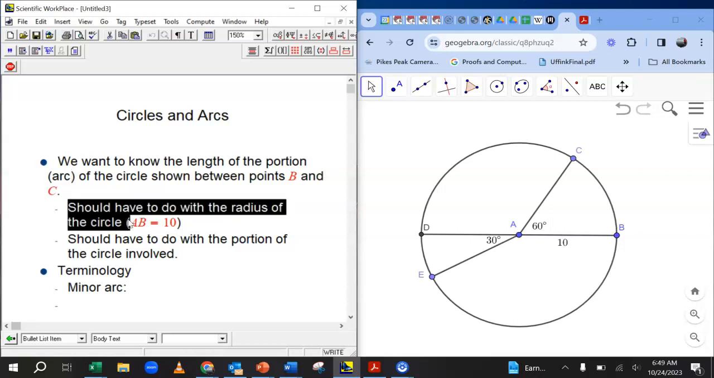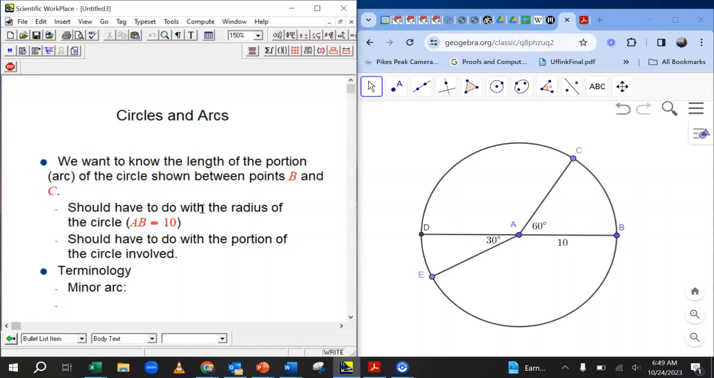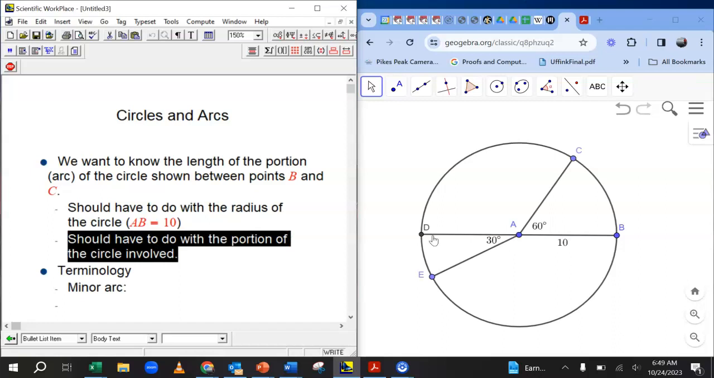And it should have to do with how big the circle is, and almost always we're going to use the radius as our preferred measurement. Sometimes we're going to have to go back and forth between diameter and radius. And it should, of course, have to do with how much of the circle is involved. Like DE here is going to be less than BC, is going to be less than CD. More and more of the circle is going to be longer arcs.